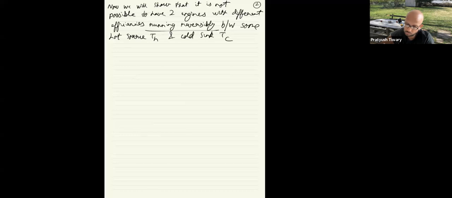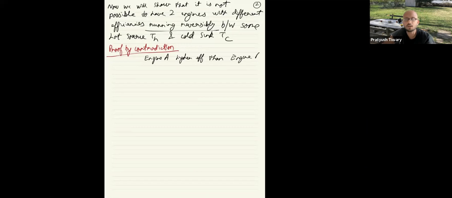We will show this by what is known as proof by contradiction. Let's say it is possible to have two heat engines, both working reversibly between a hot source and a cold sink, and one has higher efficiency than the other. Let's say engine A has higher efficiency than engine B. We will show that this leads to a contradiction. So eta A is more than eta B.